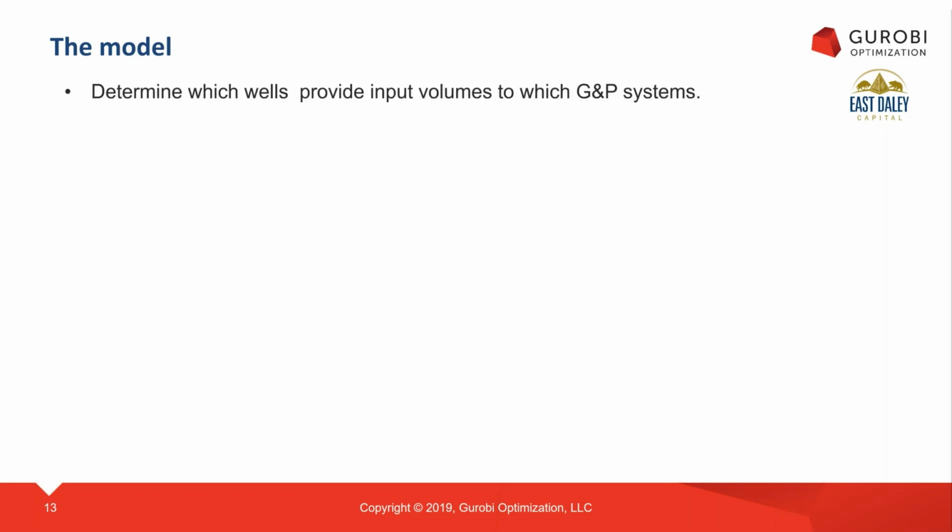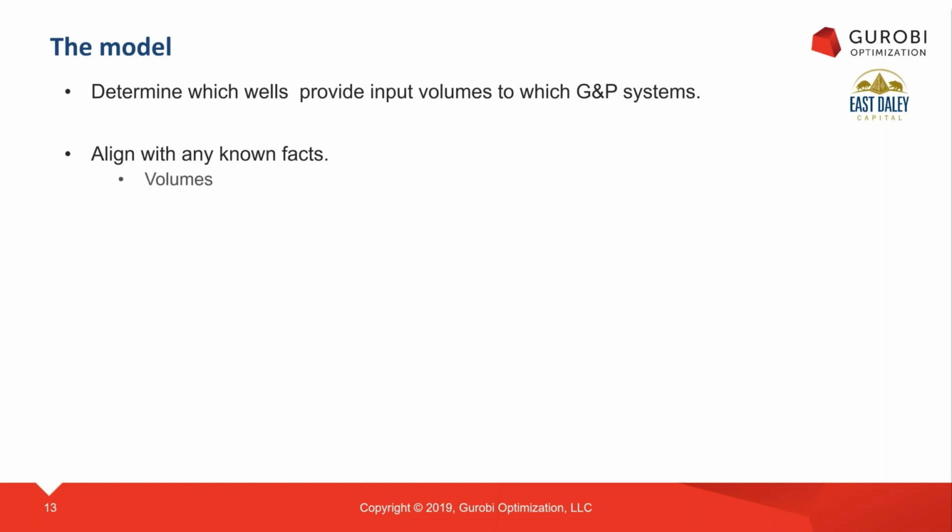So what are the things we can decide? What are the choices we can make? We can determine which wells provide input volumes to which GMP systems. We want to align that with any known facts. Back to the incomplete data, we don't have perfect throughput data for each processing plant, but we do know specific cases where, in this time period, the throughput was, say, 100,000 MCF. Well, if we know that, then let's make sure that the wells we have feeding that system also produced 100,000 MCF during that time period.